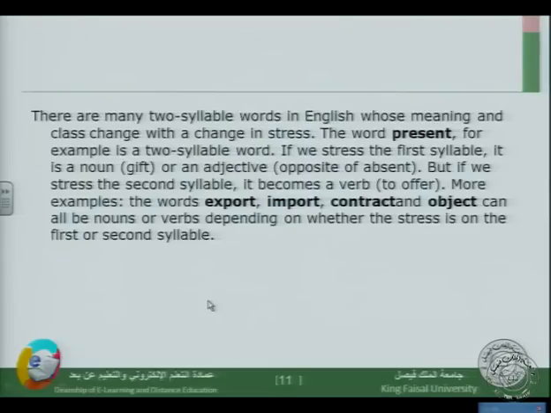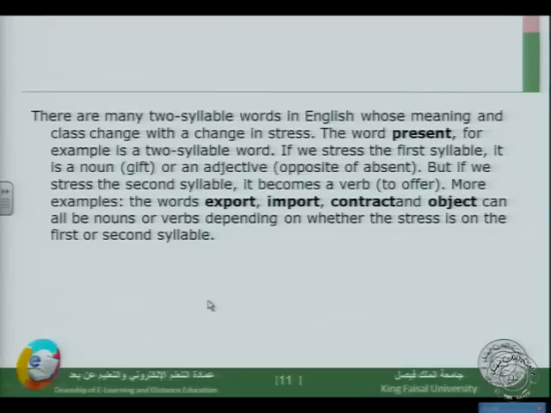There are many two-syllable words in English whose meaning and class change with a change in stress. This is what we talked about a little while ago, like the word present. For example, present is a two-syllable word. If we stress the first syllable, it is a noun, meaning gift, or an adjective, the opposite of absent. But if we stress the second syllable, it becomes a verb, to offer.